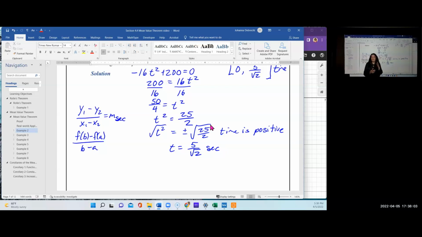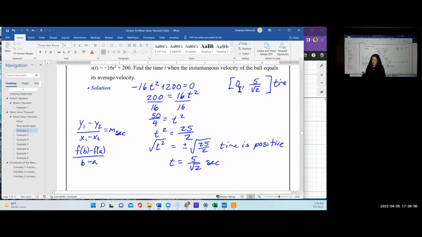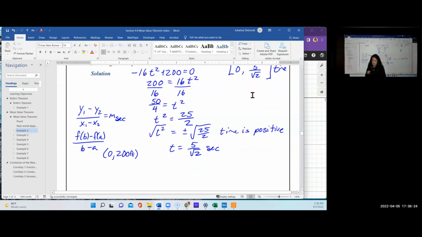Now, in order to do this, I need 2 ordered pairs. So what are my 2 ordered pairs? I'm going to look up here and evaluate at the 2 different endpoints in time. So when t equals 0, I have that it is 200 feet up in the air. And then at time 5 over the square root of 2 seconds, I have that it's on the ground. So it's at 0 feet, right? So these are seconds and these are feet, right?